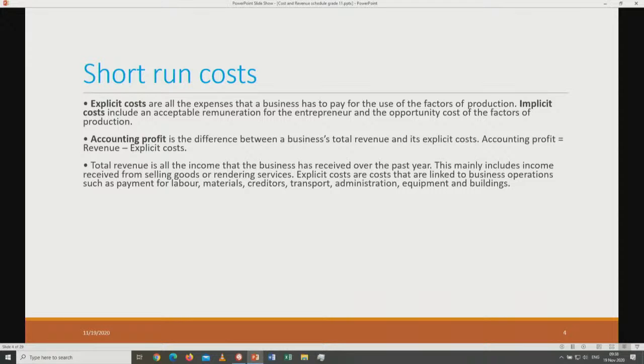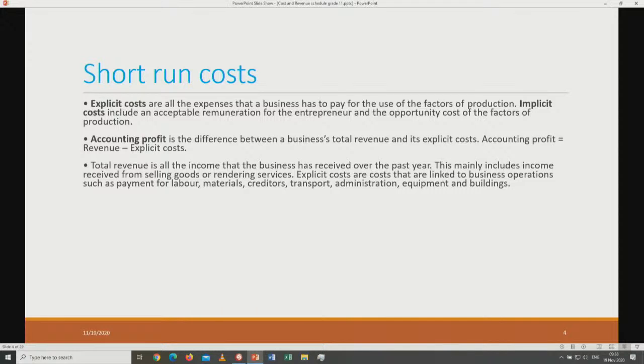So the total revenue, remember again, is all the income that the business is receiving or has received over a period of time. It can be a year, it can be a period of 6 months. It depends on the financial year of the business. But normally a financial year is about a period of 12 months. So when we look at the total revenue, we start from the first month of the operation of the business until the last month of the operation of the business. Then we add all the income that the business has been receiving. That will give us the total revenue.